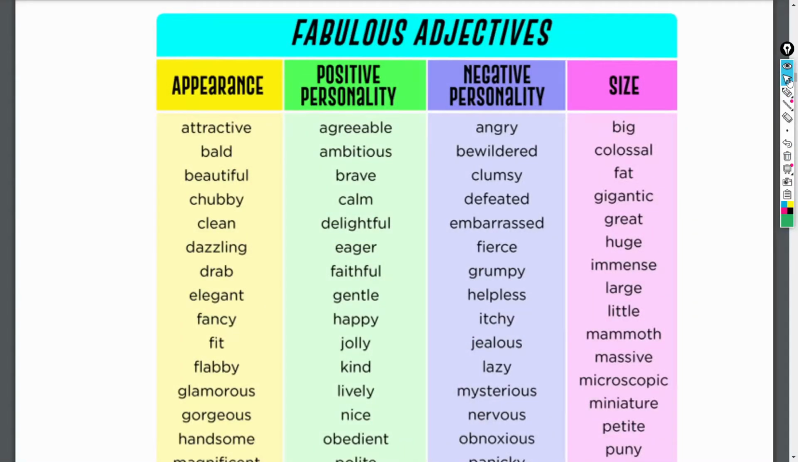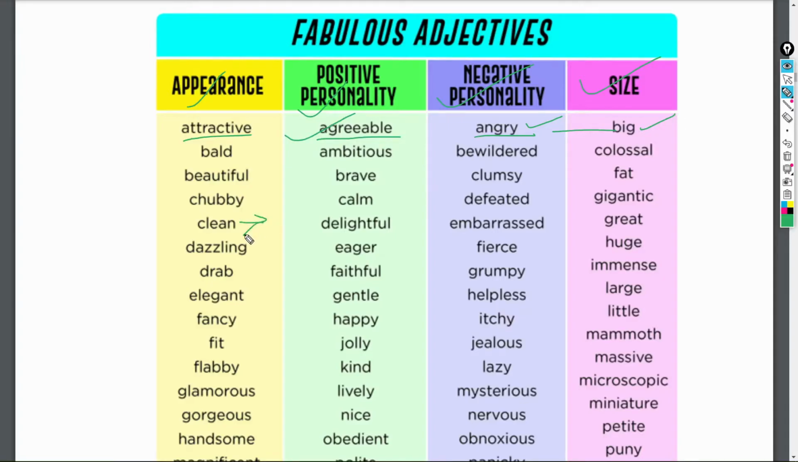Now you see, from here you can get to know a lot of things, and you can remember, and you will have the power to describe a thing. Now let us see, some of the adjectives are related to appearance. Others are related to personality, positive personality, and the other one is negative personality, and the next one is size. So अभी देखते हैं. Appearance, attractive appearance. He is an agreeable personality, positive. Angry, negative. Size, big.